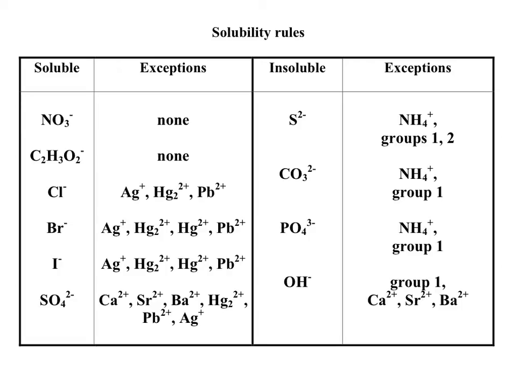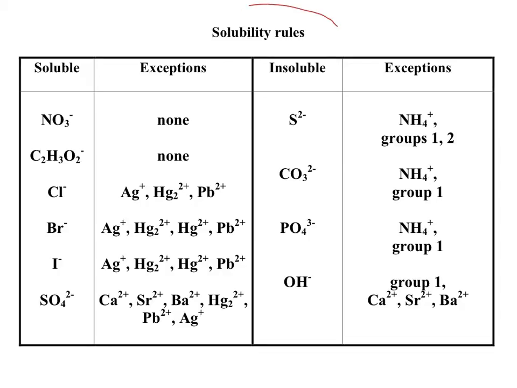Now, after understanding how a solute dissolves in a solvent at a molecular level, we also need to know that some solutes dissolve in water and some do not. Not all ionic compounds end up dissolving in water. So how do we know which ionic compounds dissolve and which do not?